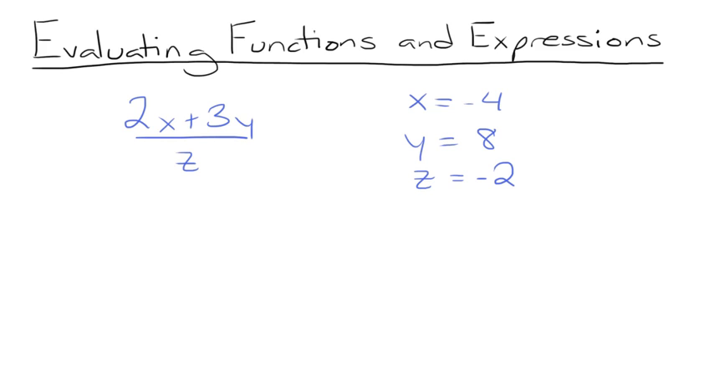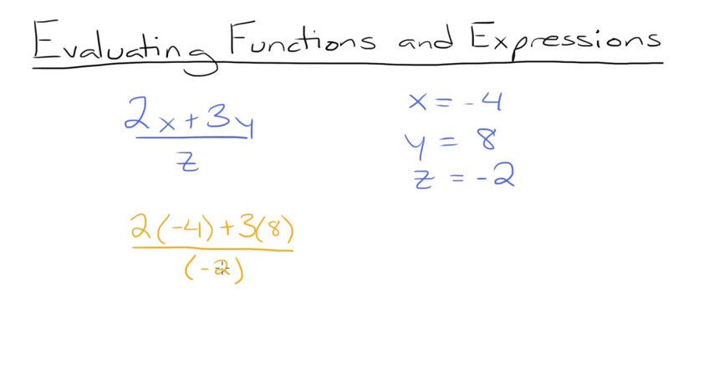So first, we're going to plug in the given values for x, y, and z. Make sure to use your parentheses. So we have 2 times x, which is (negative 4), plus 3 times y, which is (8), over z, which is (negative 2).